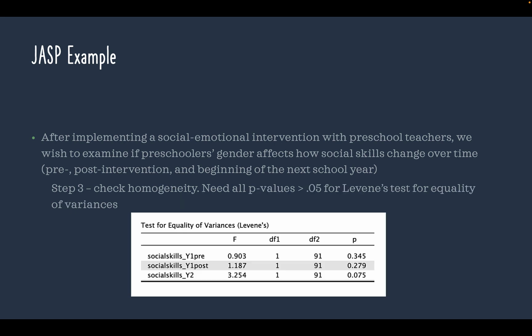in our output. So the next thing we need to do is check for homogeneity of variances, and in our test for equality of variances, or the Levene test, we need all the p-values to be greater than 0.05, and we see here that at each time point all three p-values are greater than 0.05, so we can assume homogeneity of variances.